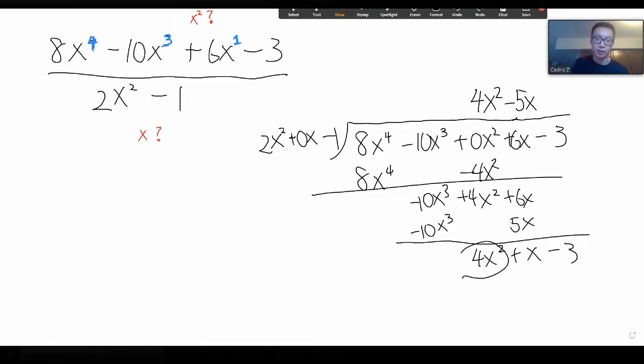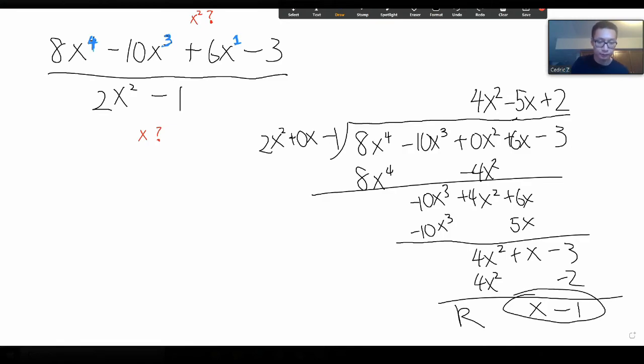Again, I only care about the leading term. So I'm going to give it a quotient of positive 2, because 2 times 2x squared will give me 4x squared. 2 times 0x is still 0. 2 times negative 1 is negative 2. So my remainder is x here, and negative 3 minus negative 2, which is negative 3 plus 2, is negative 1. This is my remainder.